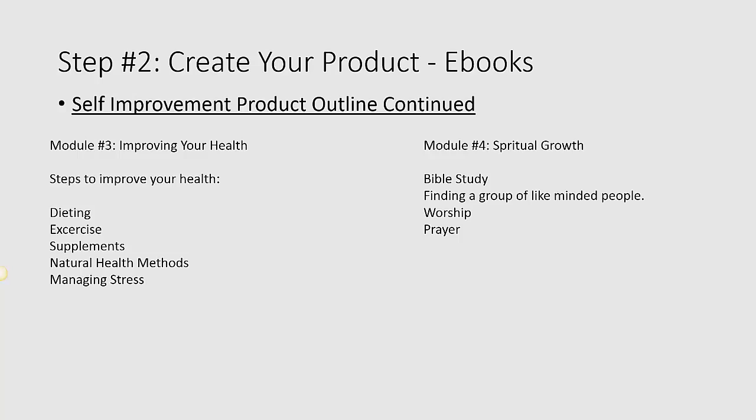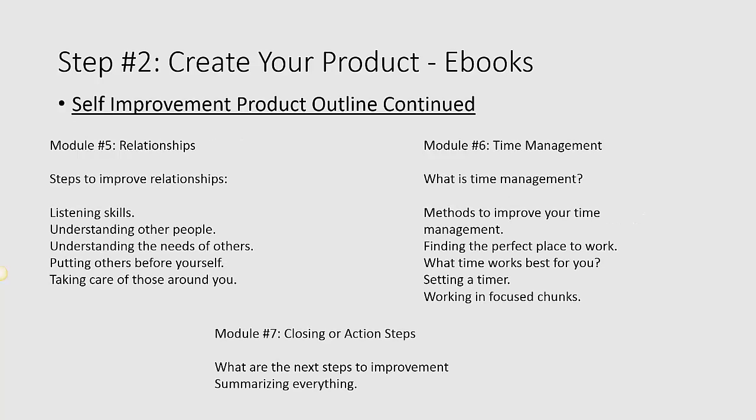And then here's another part of the self-improvement product. Module number 5 is relationships, steps to improve your relationships: listening skills, understanding other people, understanding the needs of others, putting others before yourself, taking care of those around you. Module number 6 was time management. What is time management?